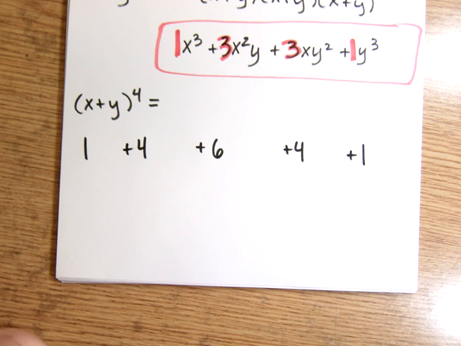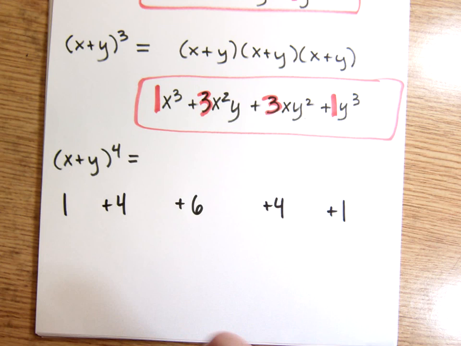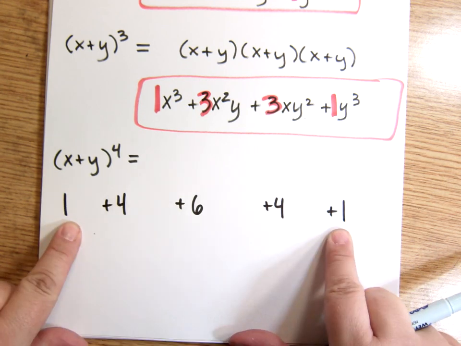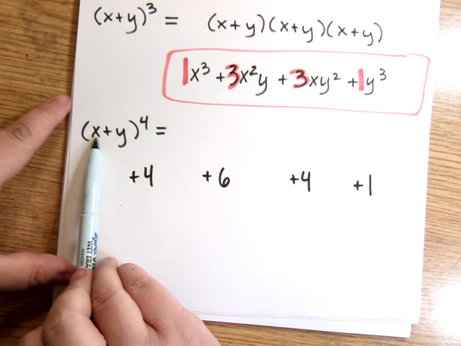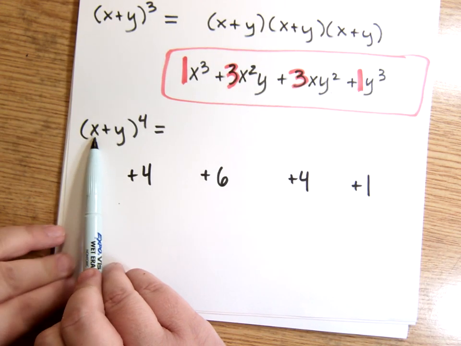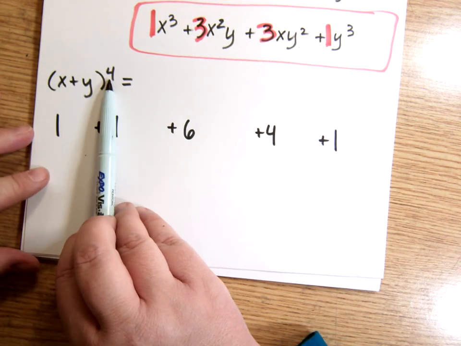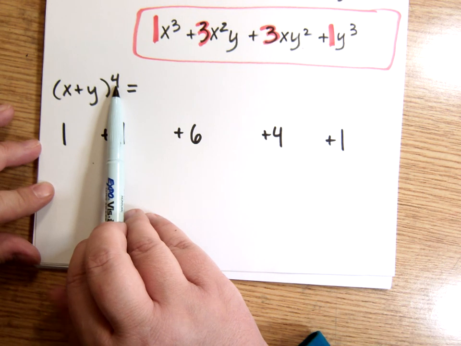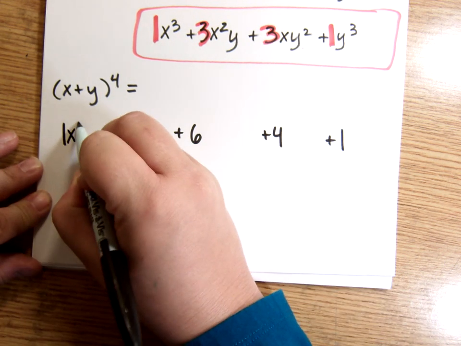But then what else am I going to have? Well, just like up here, you do have variables. So here's how the pattern works with variables. You've got a pattern for the coefficients. That comes directly from Pascal's triangle. You have a pattern for the first term. The first term in my binomial is x. X to the fourth is going to be my highest degree in this particular binomial expansion. So I'm going to start with that, x to the fourth.